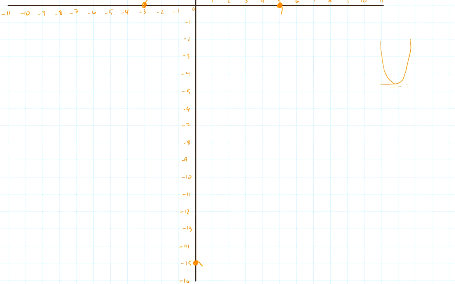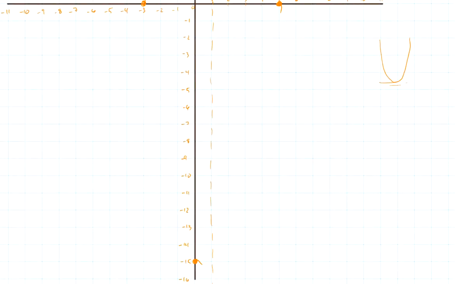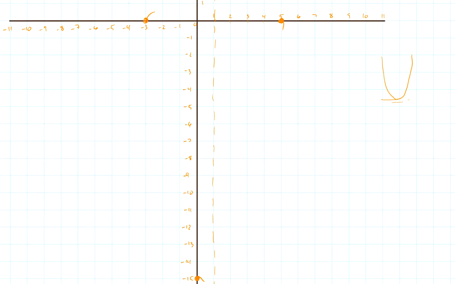Also, because I have the two x-intercepts, I could figure out what the axis of symmetry is. From -3 to 5 is 8 units apart. So if I come back 1, 2, 3, 4 units, this line right here is the line x equals 1. It doesn't have a slope. The slope of this is undefined, but x is always equal to 1. So this line, x equals positive 1, is my axis of symmetry.